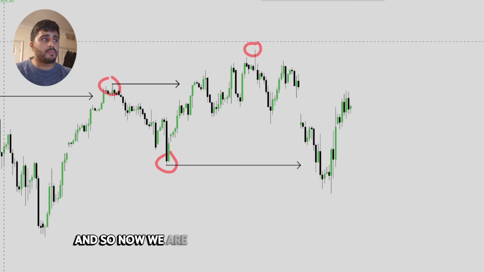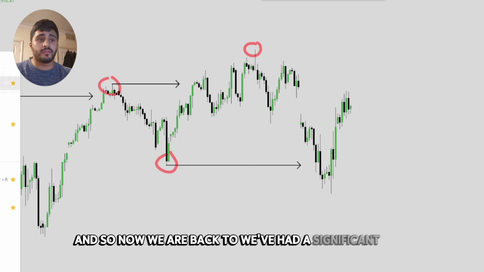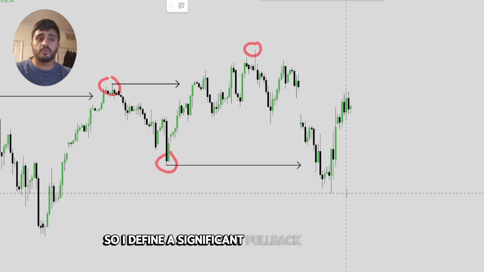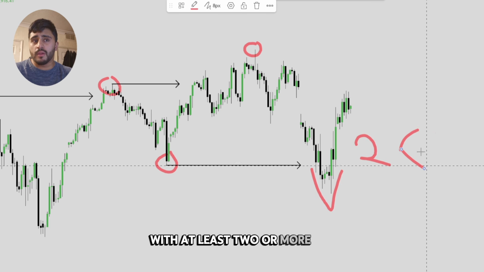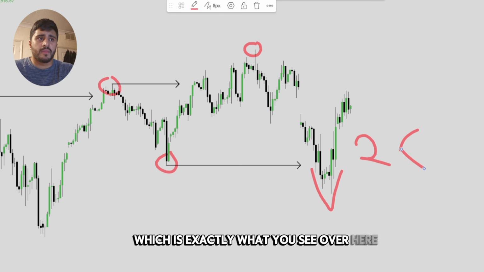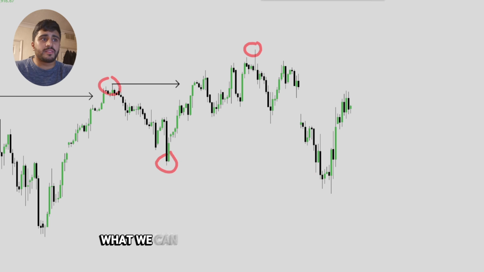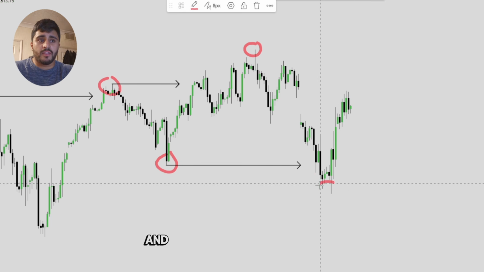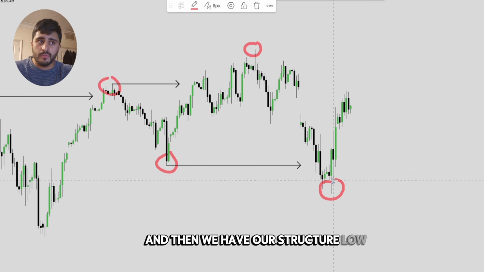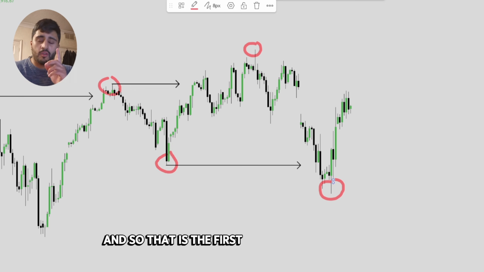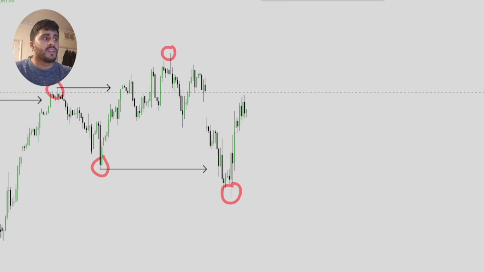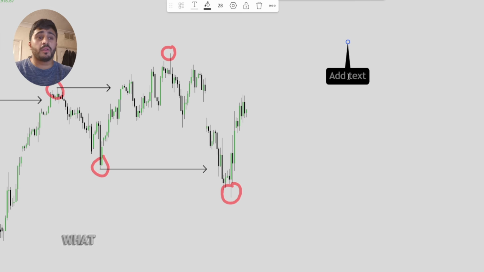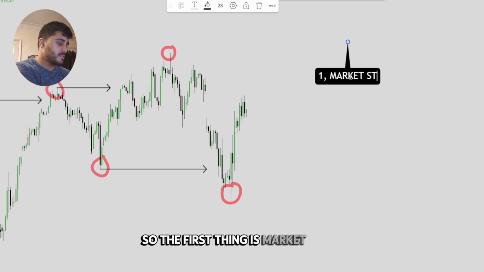Now we've had a significant pullback. I define a significant pullback as being V-shaped with at least 2 or more candles, which is exactly what you see over here. When you look at it this way, we have a break to the downside, and then we have our structural low. That is the first of the 4 steps that I use when it comes to determining higher time frame bias. The second thing is, we're going to write down the framework. So the first thing is market structure.